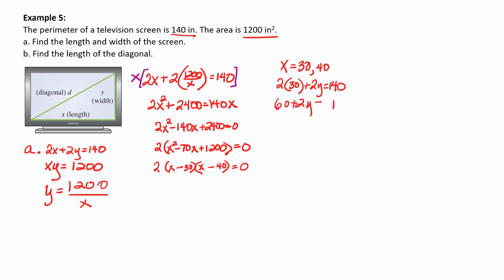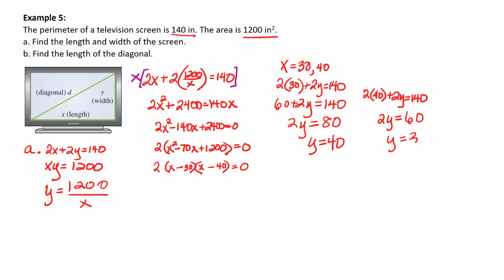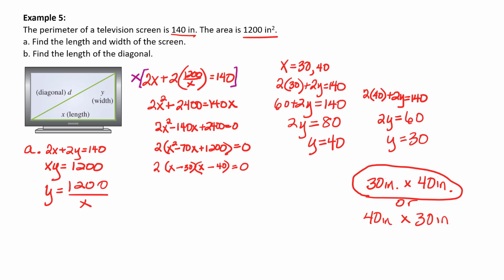So you would have 60 plus 2y equals 140, and then 2y would equal 80, and y would be 40. And if you put in 40 for x, you get 30 for y, obviously. So the dimensions of this TV screen could be 30 by 40 or 40 by 30. Not sure why I circled that, but it could be either one.